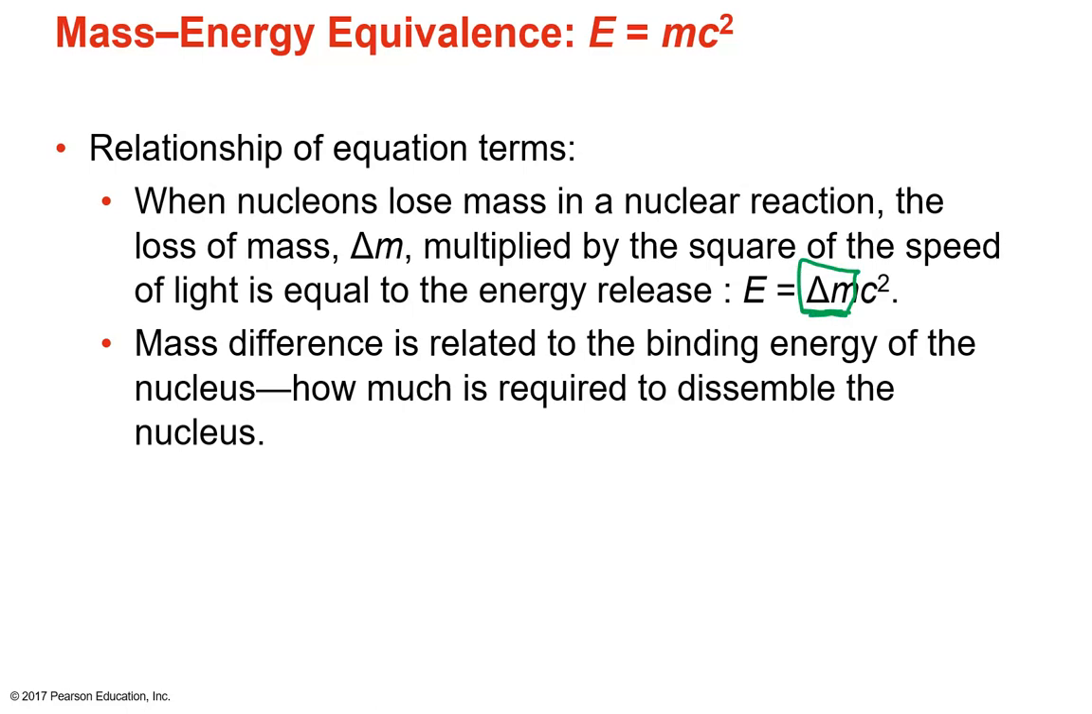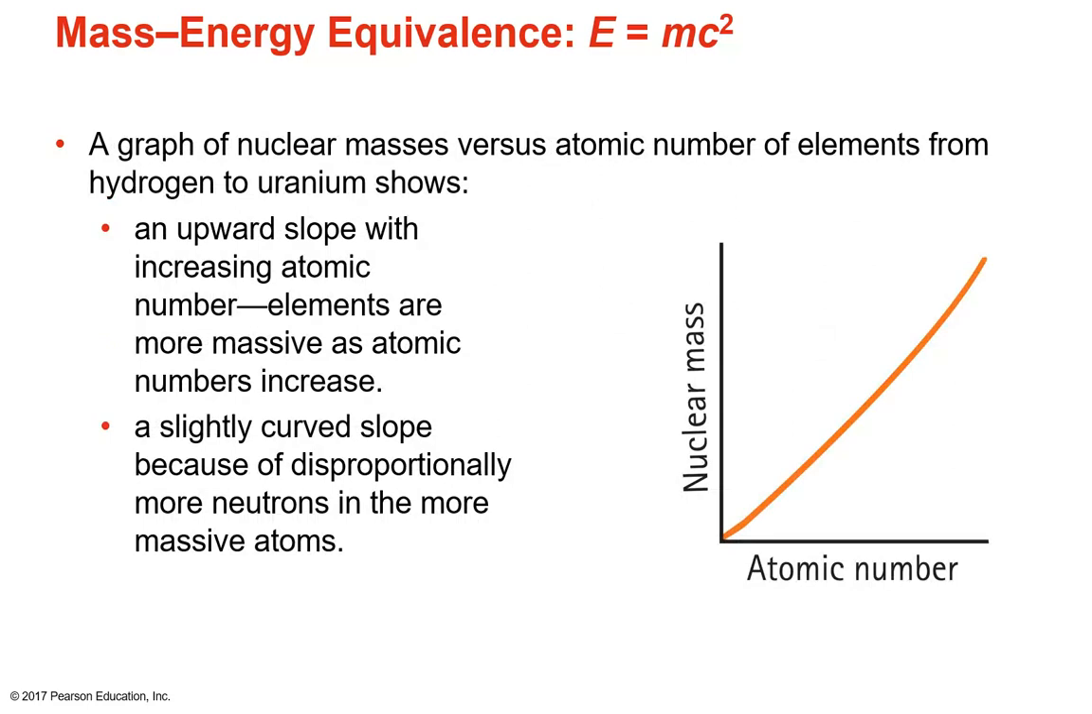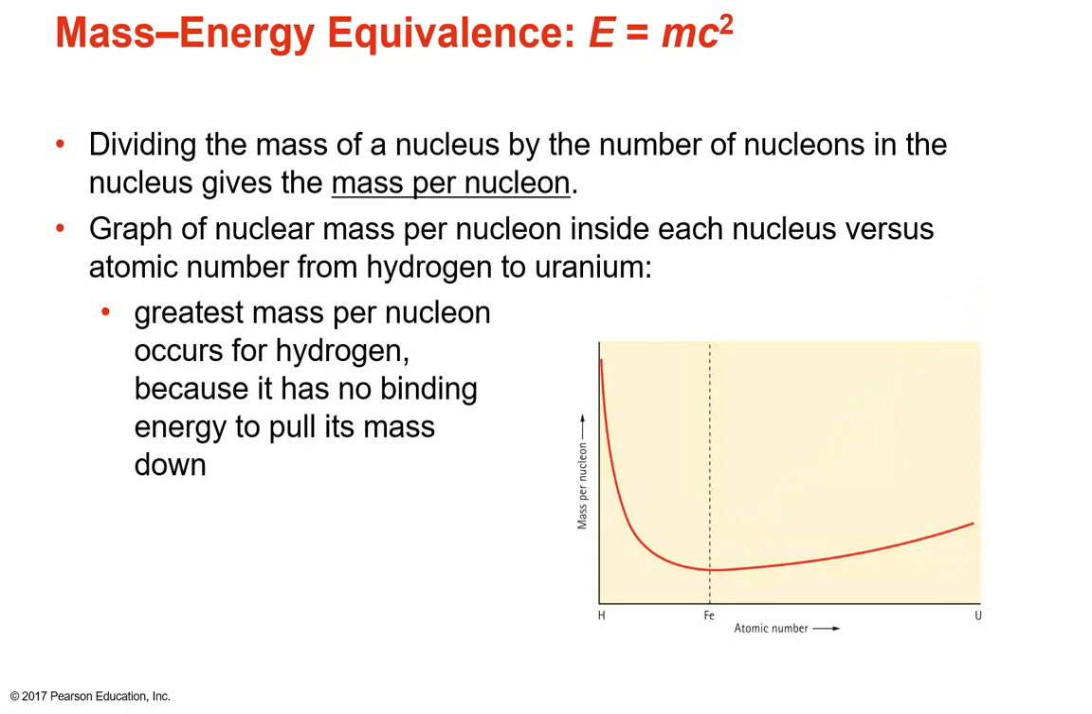Now I'm going to show you a really cool graph. Well, this isn't the cool graph. This is a graph that shows atomic number versus nuclear mass, showing that you have more neutrons as you get to higher atomic numbers. That, for our purposes here, just isn't important. What is important is this graph: the mass per nucleon, mass per proton or neutron in the nucleus, as a function of how many protons you have.